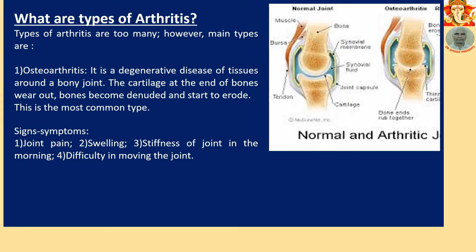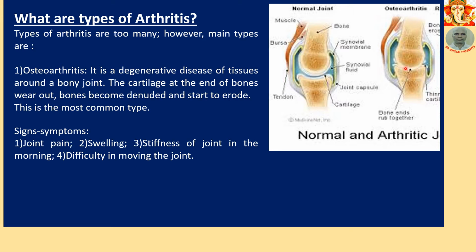What are the types of arthritis? Types of arthritis are too many. However, main types are: number one, osteoarthritis. It's a degenerative disease of tissues around a bony joint. Note here, this is a healthy joint, this is an arthritic joint. You can clearly see the difference.